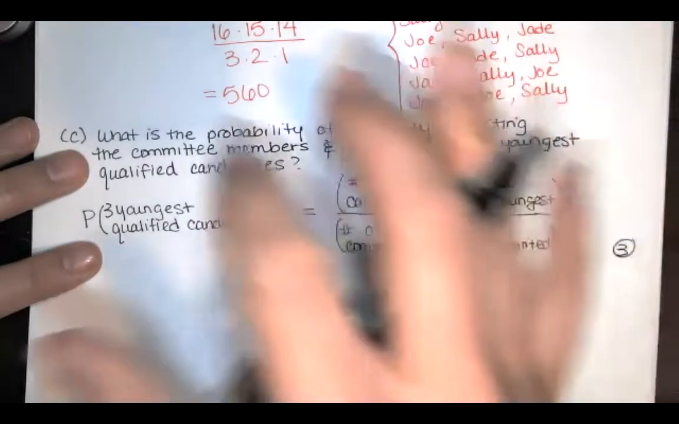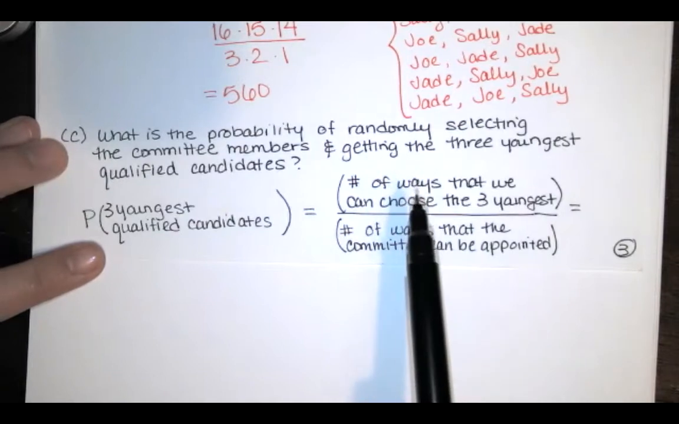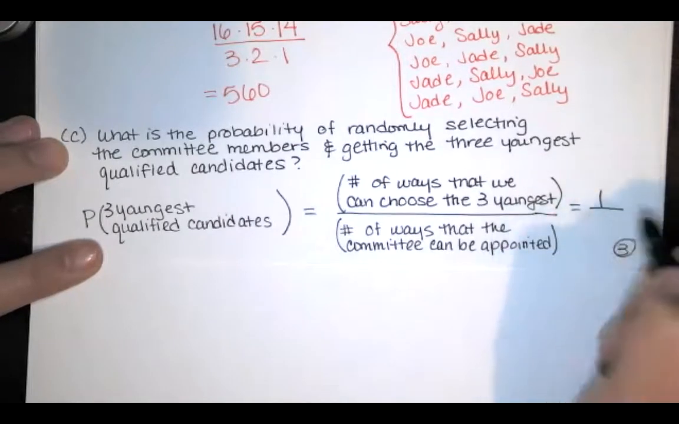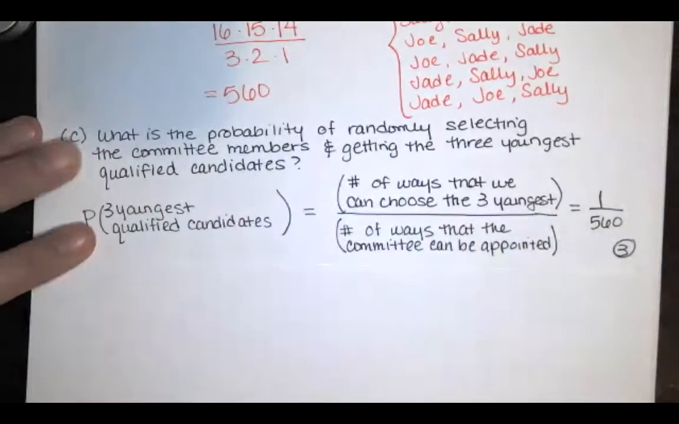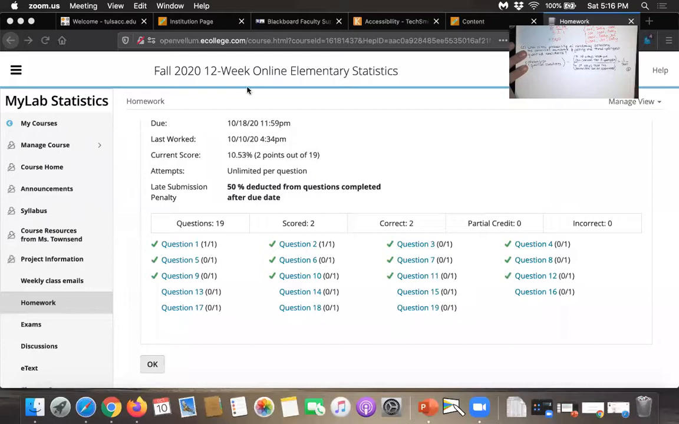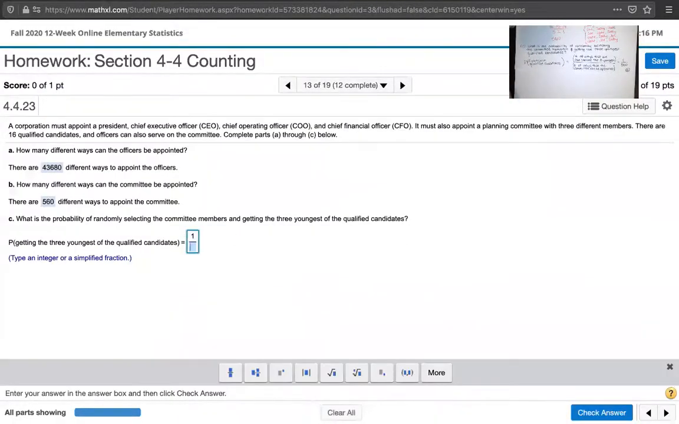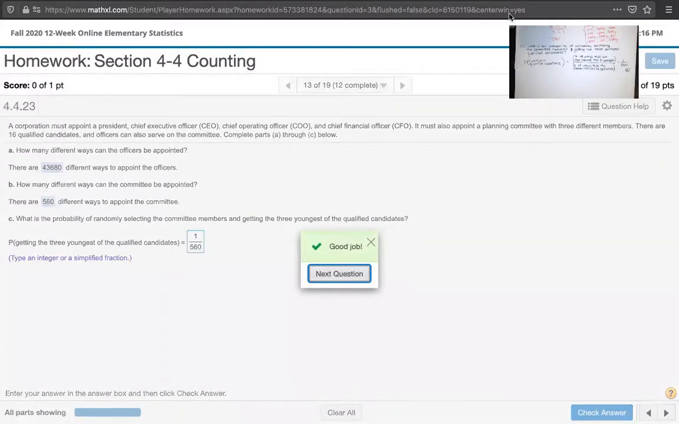There are only 3 in that list of 16 qualified candidates that would be the youngest, and we want them in the correct order. Oh, wait. Actually, no, that's right. There's only one way to do that, and there are 560 ways that committee can be appointed. So I'll go back to sharing my screen. See, 1 out of 560. And my lab statistics likes it.